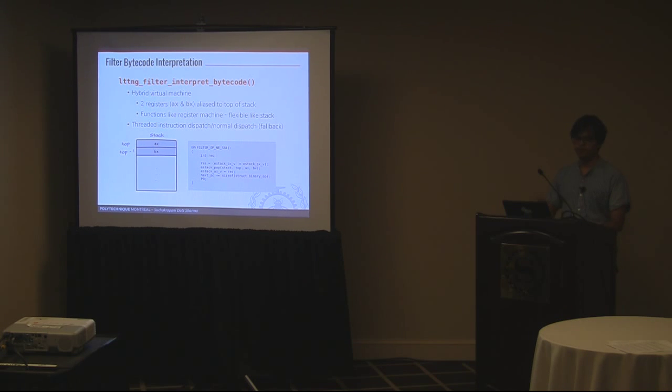The LTTng machine is actually quite interesting. It is a hybrid virtual machine. It's a stack-based machine, so the two registers, AX and BX, are aliased to the top of the stack. So it gives you the flexibility of running in a stack machine, but also a bit of speed, because the top and top minus one are always AX and BX, and you can directly access them.